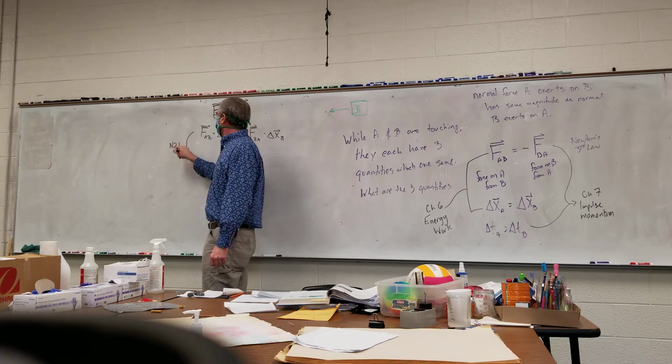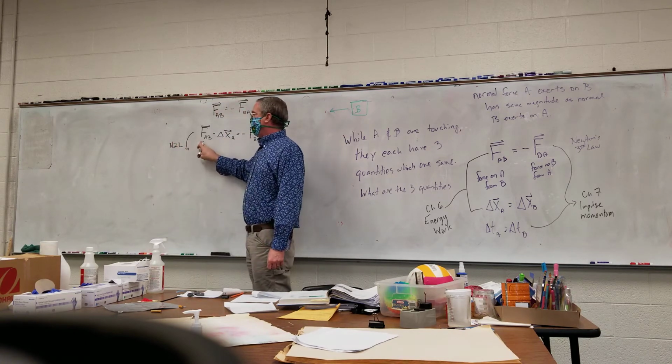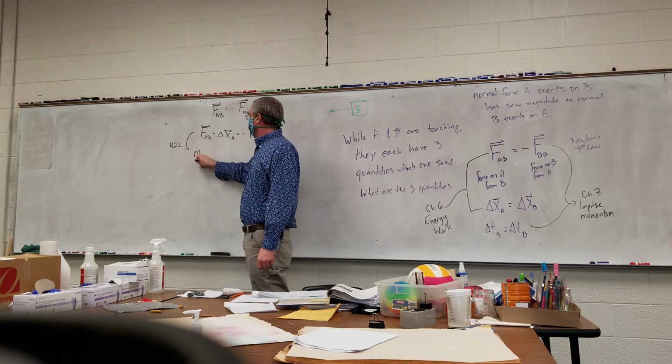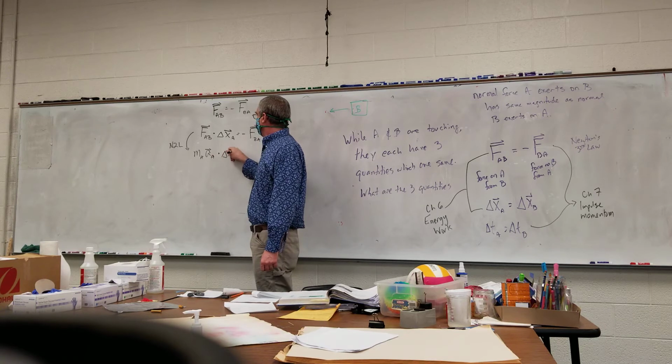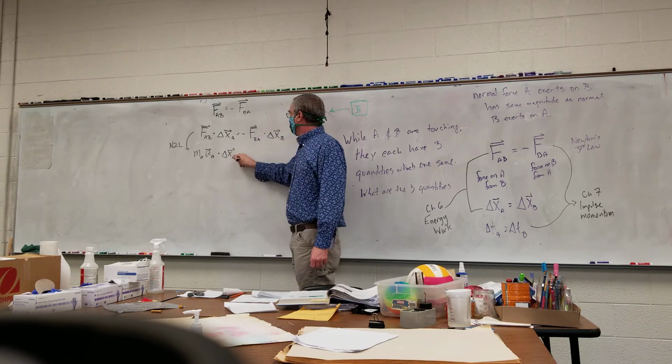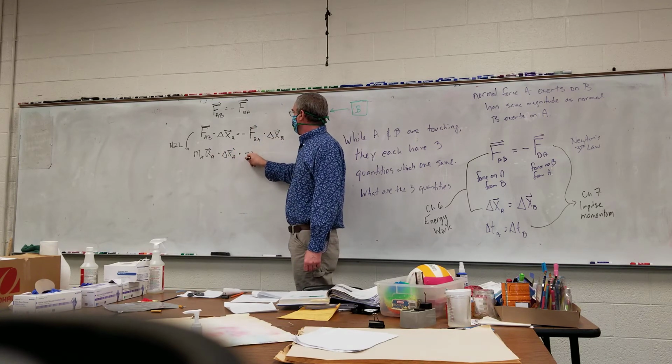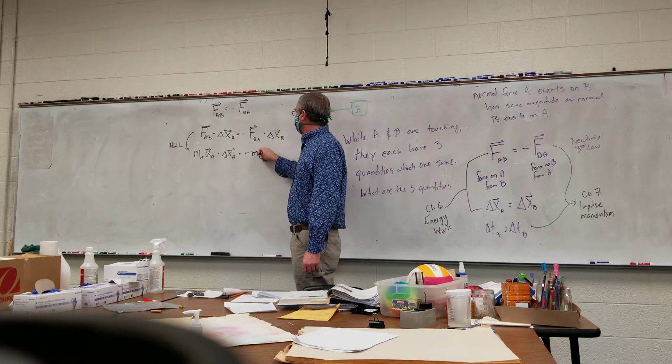Newton's second law. And so this force on A has to be equal to the mass of A times the acceleration of A. And this would be the negative mass of B times the acceleration of B dot something xB.